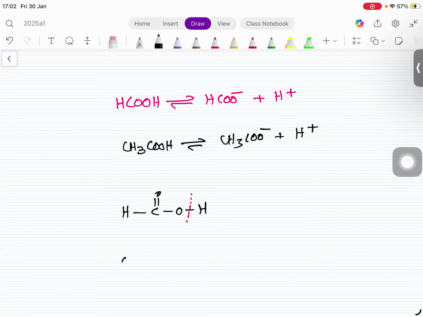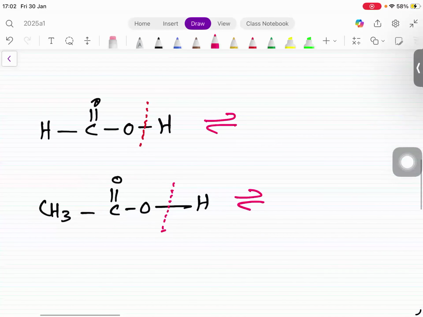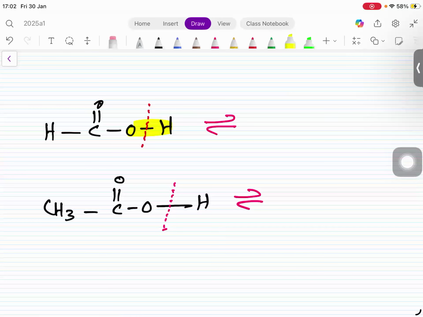Similarly, if you look at CH3COOH, this OH bond is going to break. Is it so? So in both these cases, these bonds are going to break. So acidity entirely depends on this bond. Why? Because when this bond becomes stronger, there is less ionization, and less ionization means less acidity. When this bond is weaker, there is more ionization, which means more acidity because it's going to give more hydrogen ions, more protons.